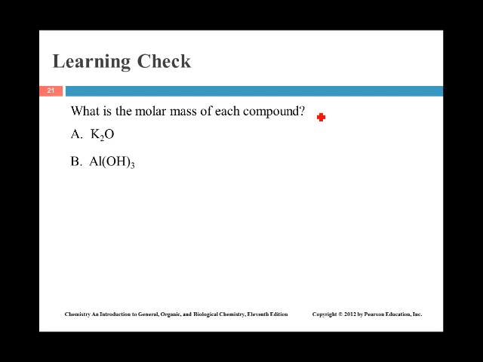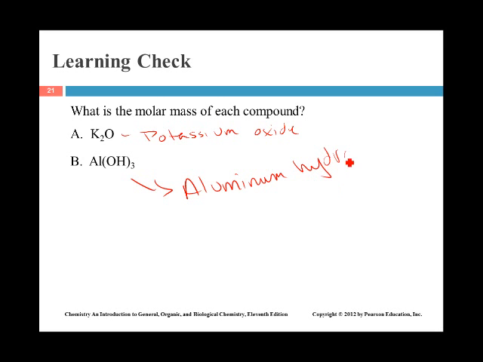Let's try a couple more. K2O and Al(OH)3. This is potassium oxide, by the way. And this is aluminum hydroxide. If you do not remember how to name things, I would strongly suggest going back and reviewing that, because that will be important. Alright, so let's look at potassium oxide. We have K, and we have O. Look at the compound itself. K, we have 2 of them. Oxygen, there's no number here, so that means it's automatically a 1. So we have 1 oxygen. That's where those numbers came from.